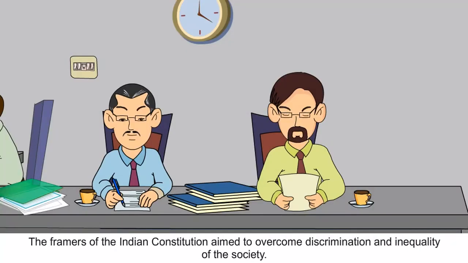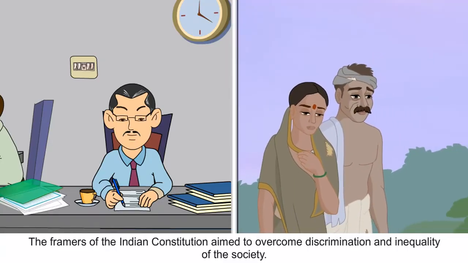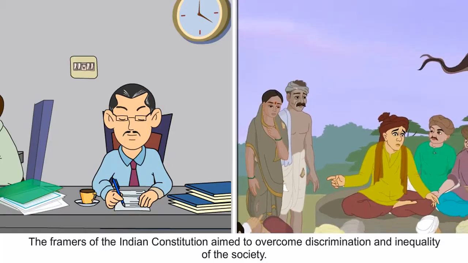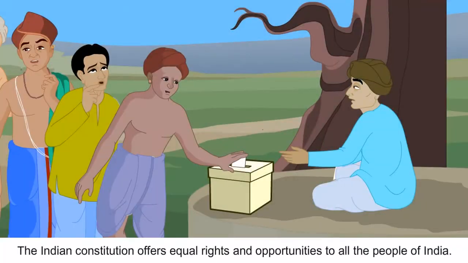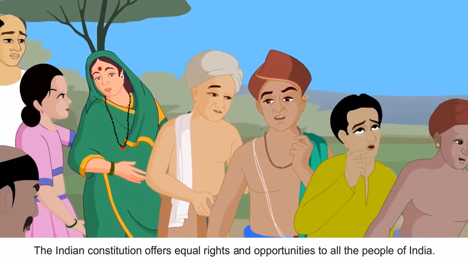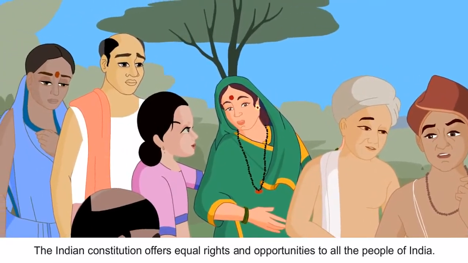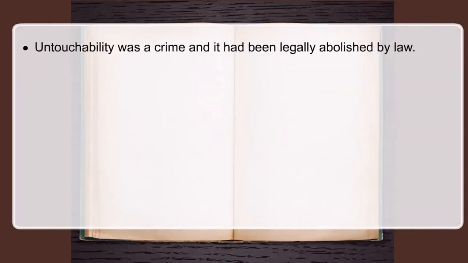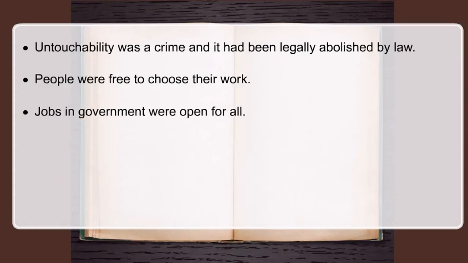The framers of the Indian Constitution aimed to overcome discrimination and inequality of the society. The Indian Constitution offers equal rights and opportunities to all the people of India. According to the Indian Constitution, untouchability was a crime and it had been legally abolished by law. People were free to choose their work. Jobs in government were open for all.